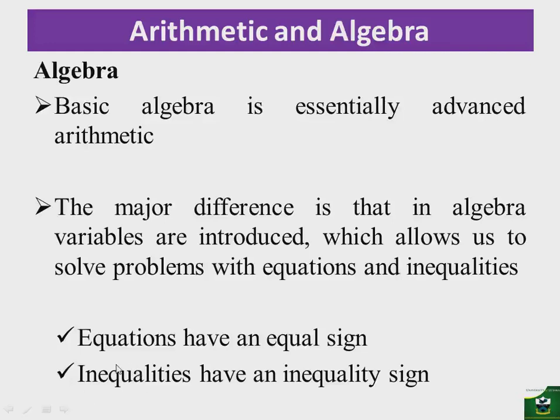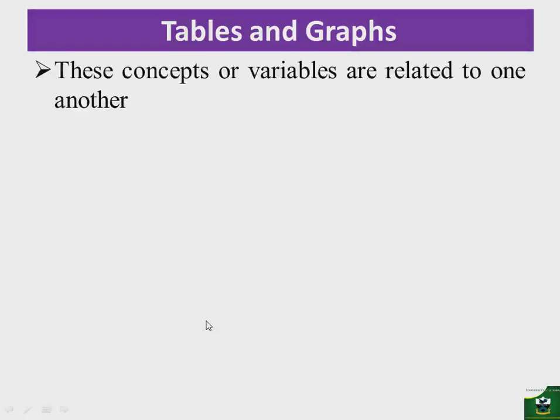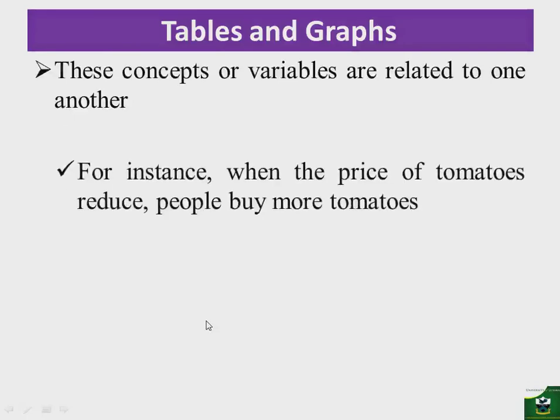Okay, so with this brief introduction of arithmetics and algebra, I think we are fit to look at the tables and graphs and how they are used in economics. So maybe with that, let me take you through the tables. The concept or variables are related to one another. For instance, when the price of tomatoes reduces, people buy more tomatoes.